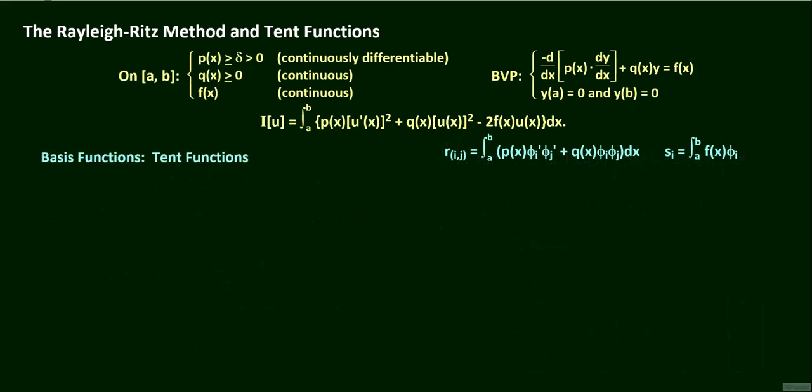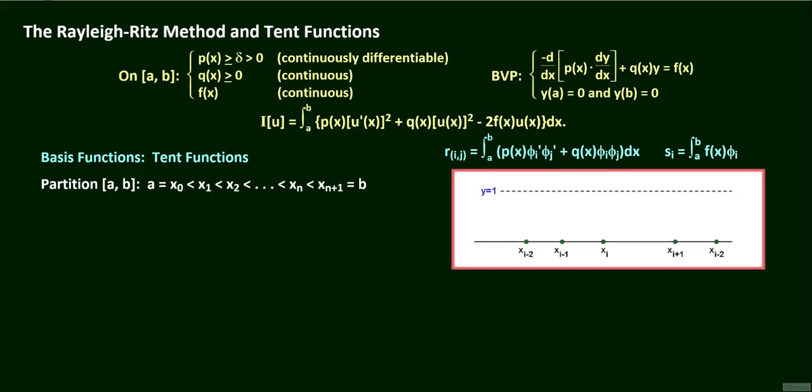Using tent functions for our basis functions, we first partition the interval from a to b using the partition points or nodes x sub 0, which is equal to a, which is less than x sub 1, which is less than x sub 2, and so on, which is less than x sub n, which is less than x sub n plus 1, which is equal to b. Observe that we are using n plus 2 nodes, and therefore n plus 1 subintervals. Let h sub i minus 1 be the length of the ith subinterval so that h sub i minus 1 equals x sub i minus x sub i minus 1 for i equals 1 to n plus 1.